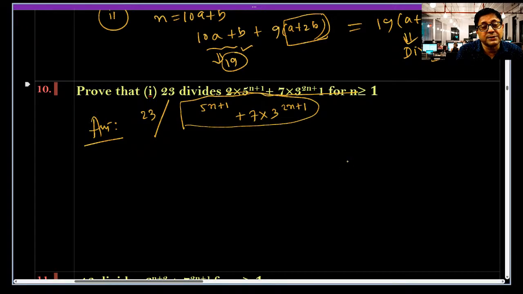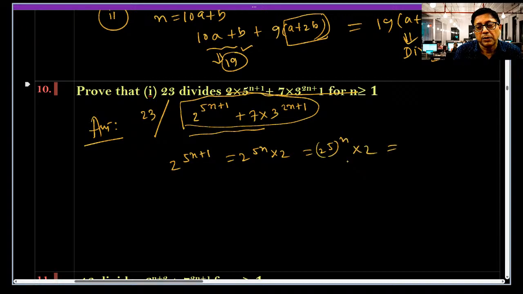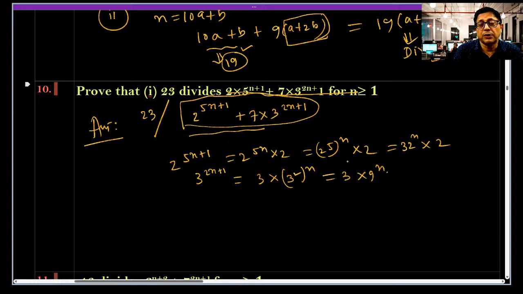Common congruency helps. Okay? For all n greater than or equal to 1 and it's an integer, we can easily prove that this is always divisible by 23. How to? You notice this term 2 to the power 5n into 2, that is 32 to the power n into 2. And 3 to the power 2n plus 1 is what? 3 into 3 square to the power n, 3 into 9 to the power n.